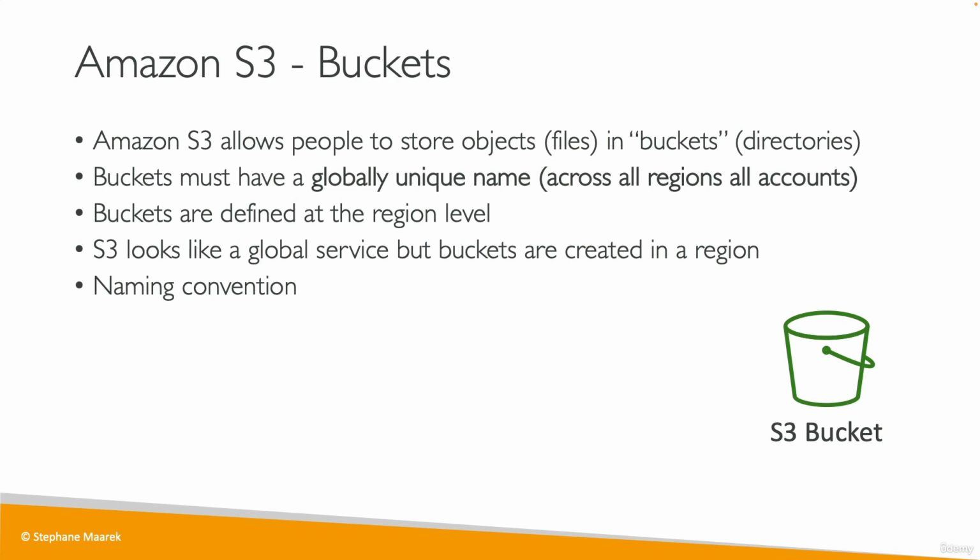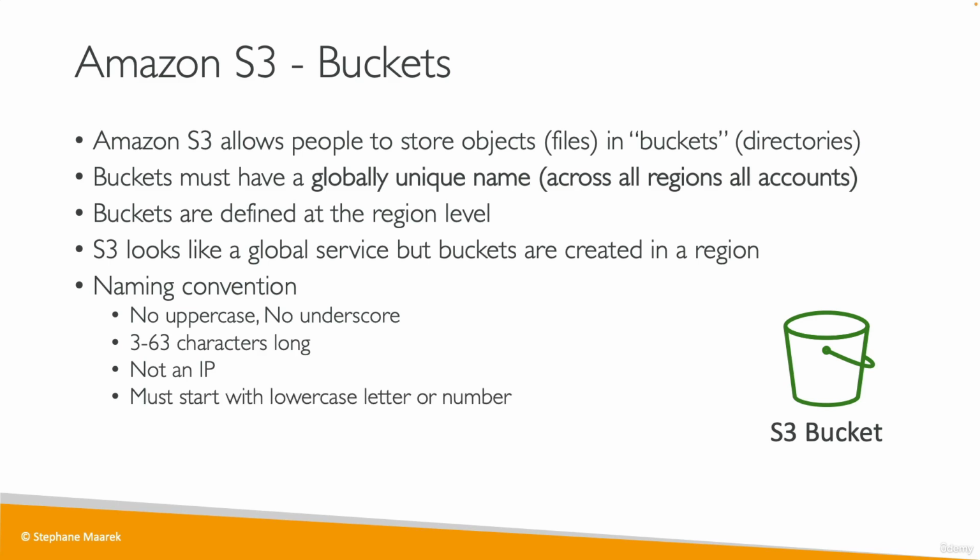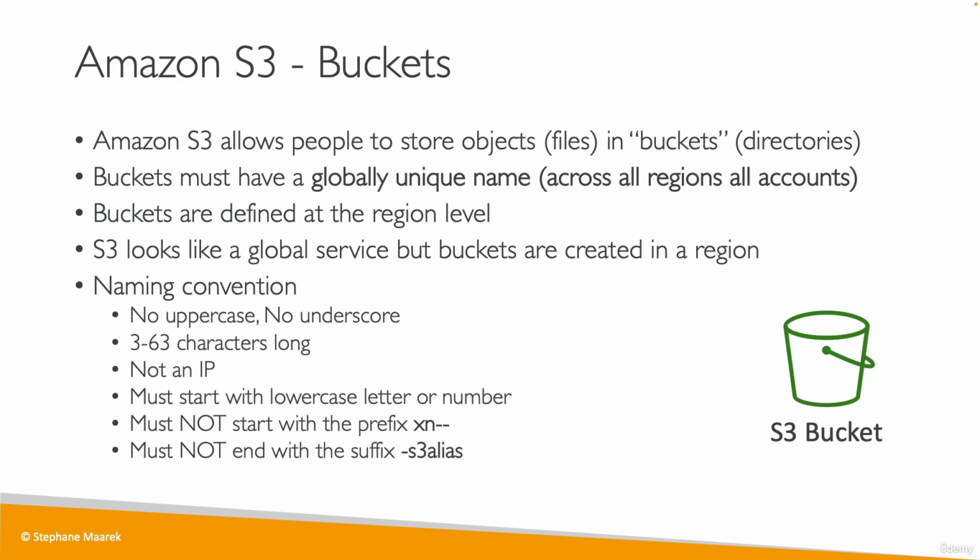You don't need to remember it, but it's good to know. Bucket names must have no uppercase and no underscore. They must be between 3 and 63 characters long. They must not be an IP. They must start with a lowercase letter or number, and then there are some prefix restrictions. As long as you use letters, numbers and hyphens, you're good to go.